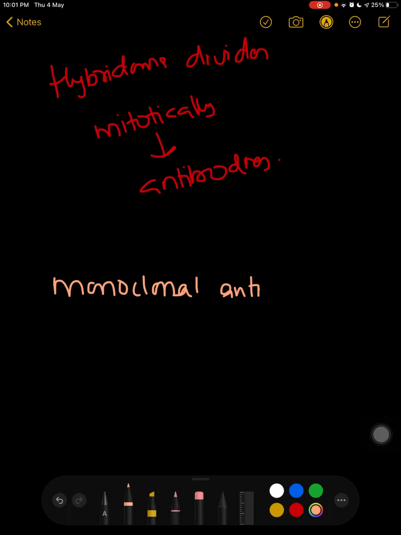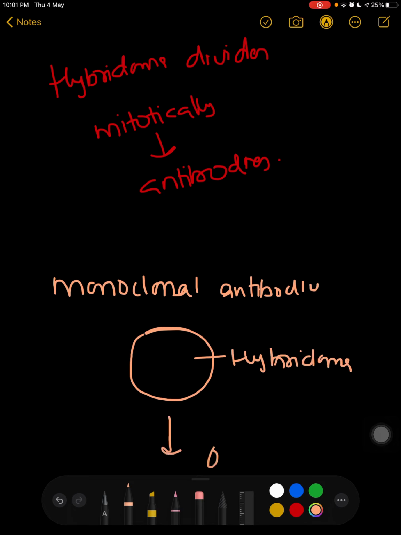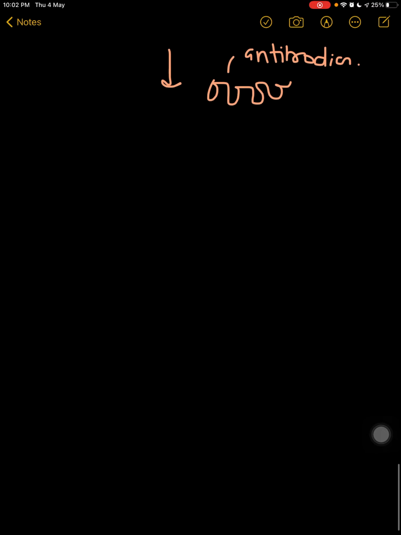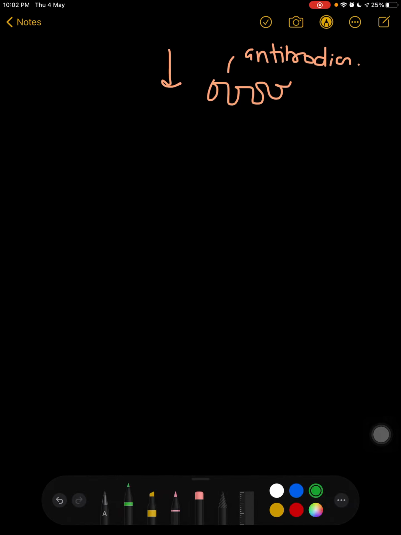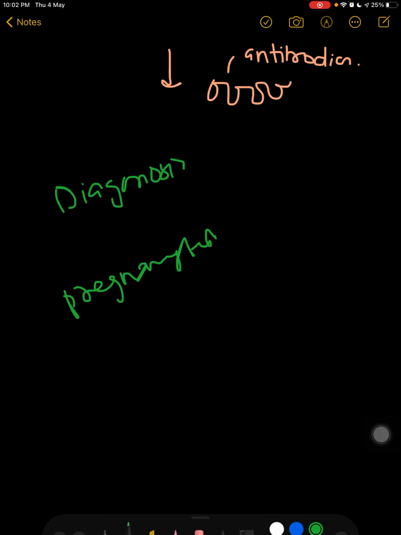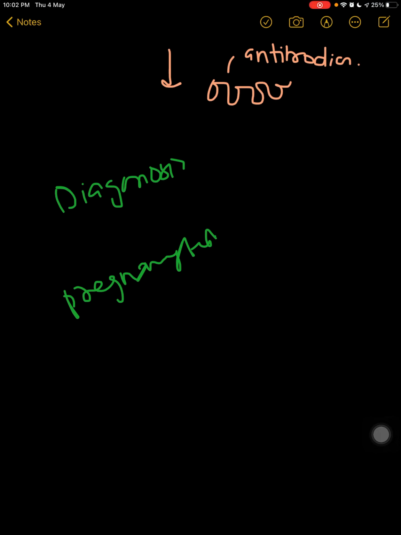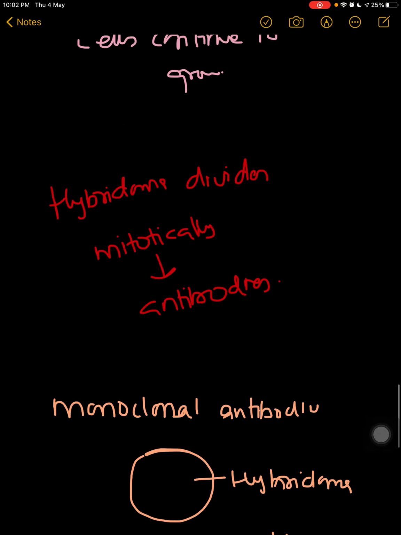Monoclonal antibodies, as you can see, come from a single cell known as hybridoma, and from that a lot of antibodies are being produced. These monoclonal antibodies are helpful for diagnosis, in the pregnancy test, and there are many other techniques in which they are being used in today's world. So I hope this is clear to you.